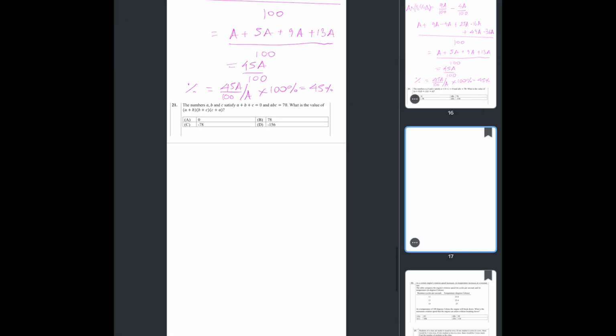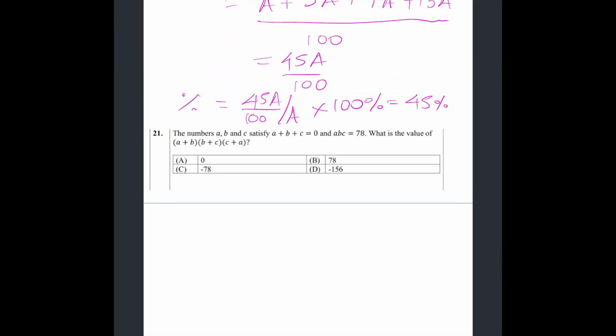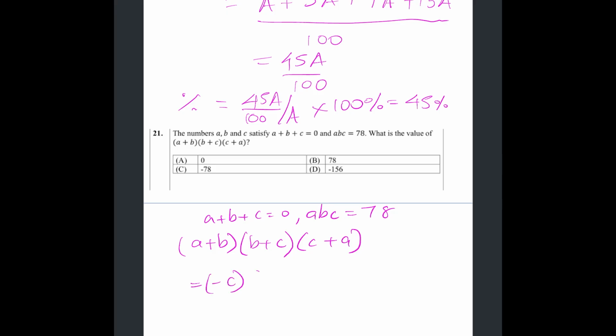Okay, let's see question number 21, right? We're being told a plus b plus c is 0 and abc is 78, and we're being asked what (a plus b) into (b plus c) into (c plus a) is equal to. A plus b is equal to minus c, b plus c is equal to minus a, from a plus b plus c equals 0, and c plus a equals minus b. So this product becomes minus of abc, which is minus 78. So the answer is C, minus 78.